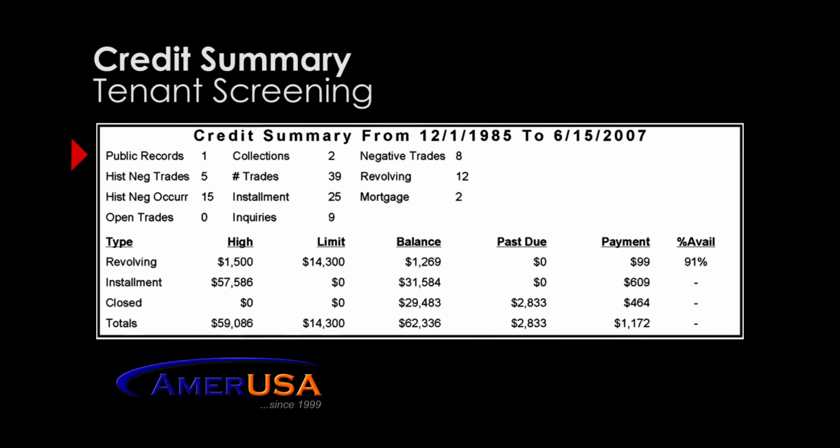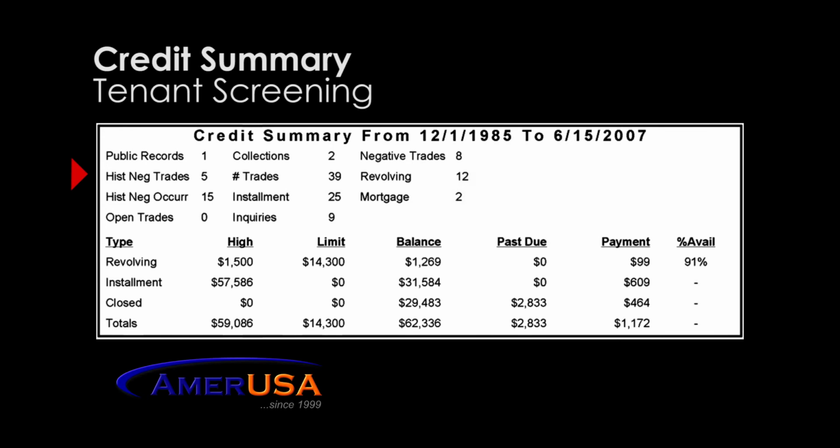Starting with public records, it indicates one, that would be one public record on file. Collections, that'd be two collection accounts on file. And negative trades, there are 8 on file. A negative trade is any account that is currently being reported in a delinquent status. Moving back over to the left, we have historical negative trades. It indicates there were 5. This would be the number of accounts that at some point in the past 7 years had a negative occurrence.